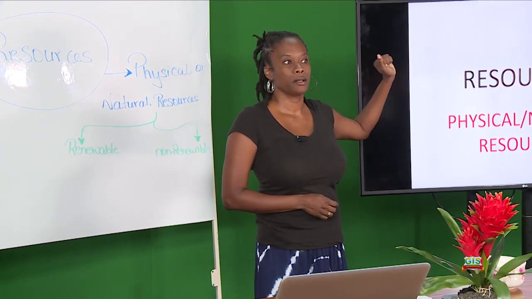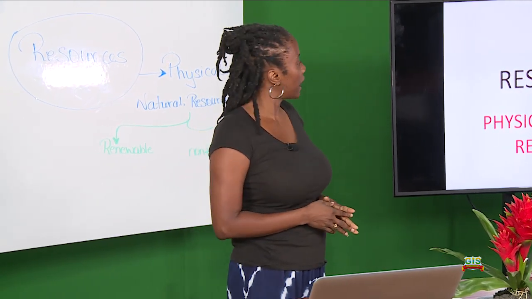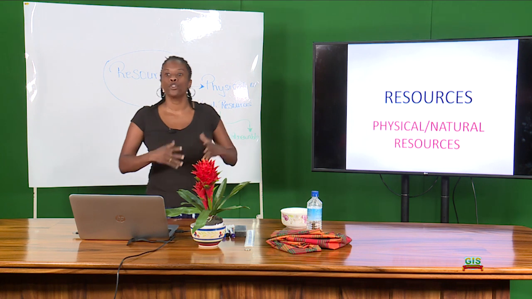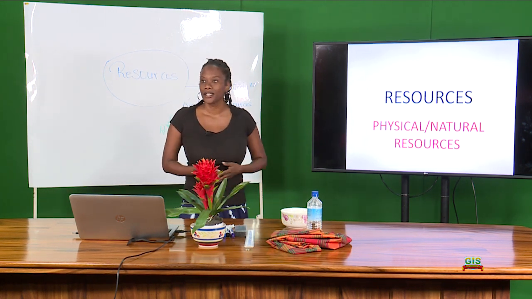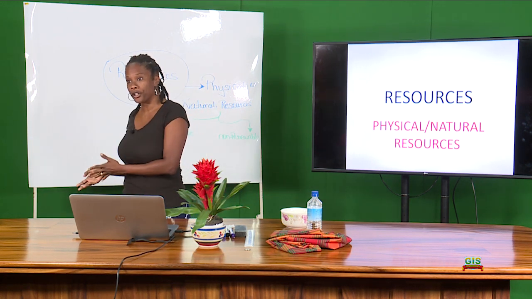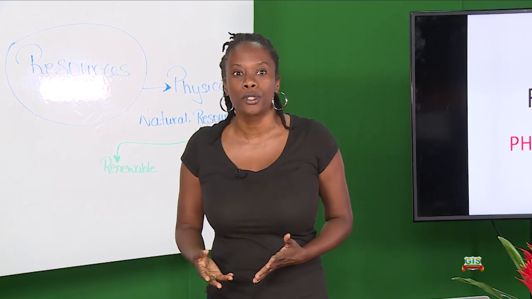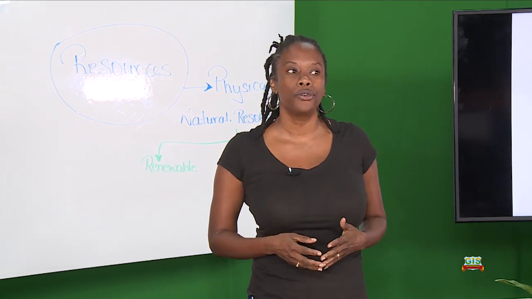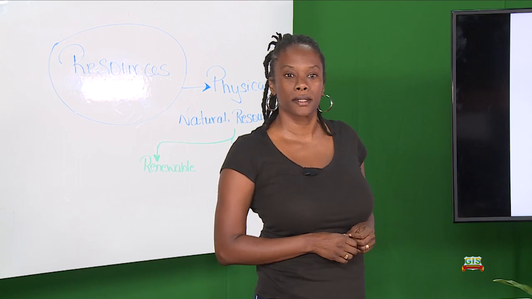Resources. This is where they came from. Now, resources are things that are used by people, used by us, humans, to satisfy our needs and wants. Of course, you want a phone, you want a car, you want a television, you want a house, whether it's a concrete house or a wooden house. You need to drink water, you need to eat food. So these are our resources, things that we use to satisfy our needs and wants.